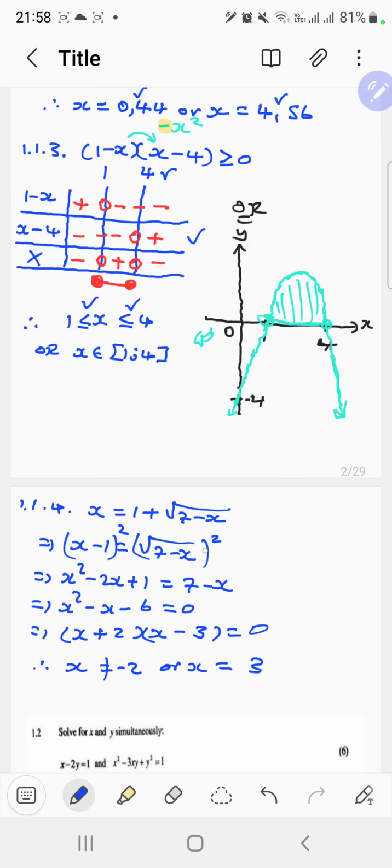We put a 3 in there, and then what do we have? It's going to be 7 minus 3, which is 4. Square root of 4 is 2. 2 plus 1 is a 3, and therefore 3 is equal to 3. So this one is good.